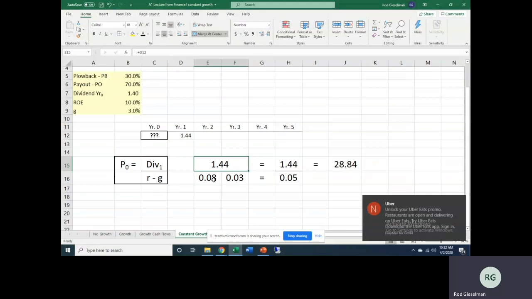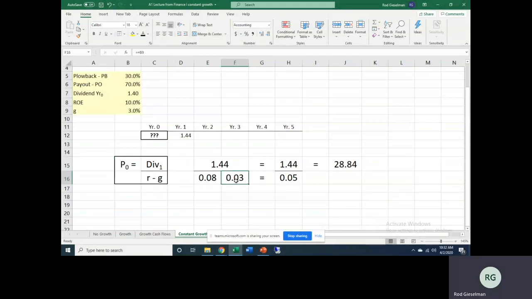That would be $1.44, and we would take the rate minus the growth to give us a denominator of 0.05. $1.44 divided by 0.05 gives us a stock value for this company of $28.84. So that is how the constant growth formula works and some of the rationale behind it. Now I'll provide you with some practice problems to do so you can brush up on it.